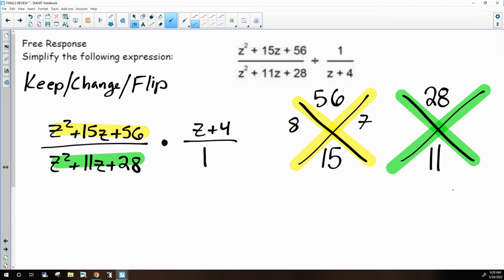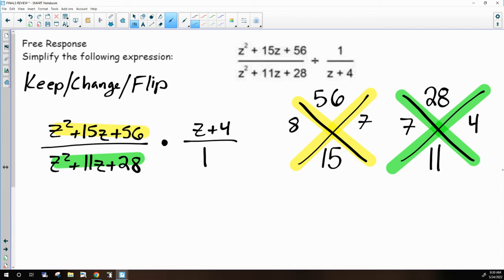Working hard or hardly working? Melina strikes again. 7 and 4. 7 times 4 is 28. 7 plus 4 is 11. Okay, our X methods are all done.